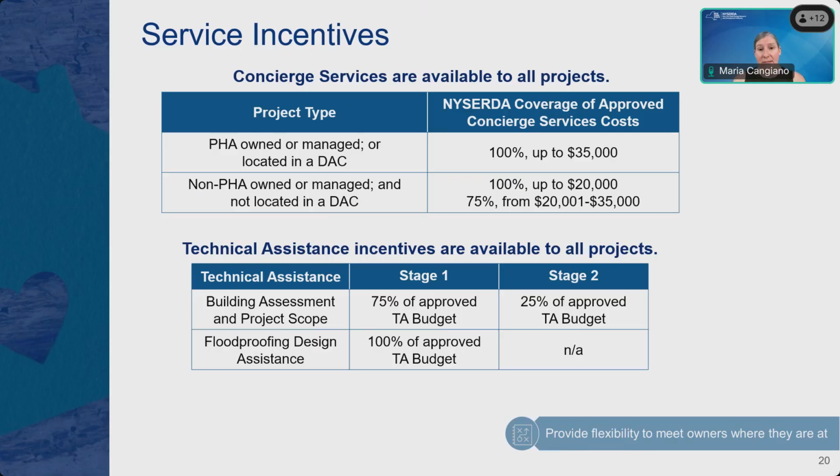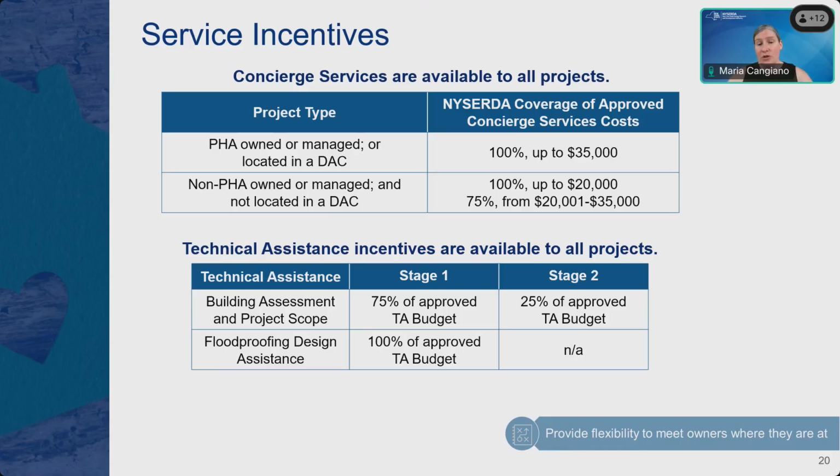For the technical assistance, there is the building assessment and project scope, which again, as a reminder, are the requirements for the technical assistance. Just to please note that those are paid out in two separate stages. So for stage one is a 75% cost share. For those of you who are familiar with our FlexTech program, that's a similar cost share for completing the project deliverables. So that's 75% of the approved technical assistance budget.